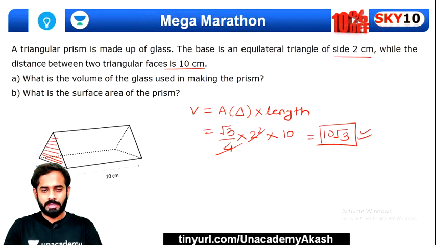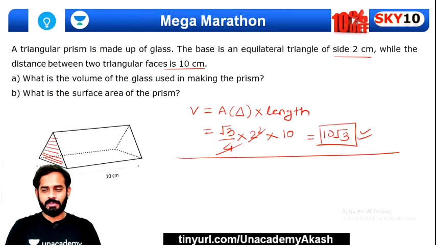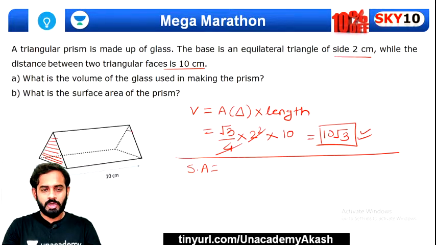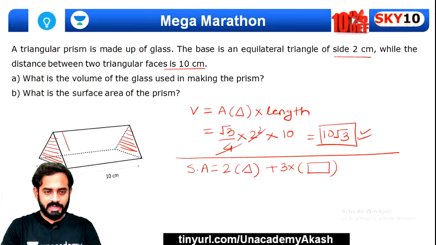Now after this we need to find out the total surface area of this prism. The total surface area is equal to, we have two equilateral triangles in this question, so 2 multiplied by the area of an equilateral triangle plus 3 multiplied by the area of rectangles. So this is a rectangle, right?